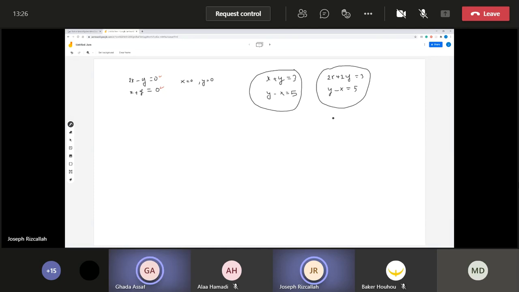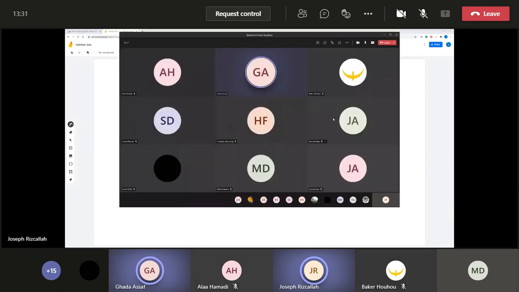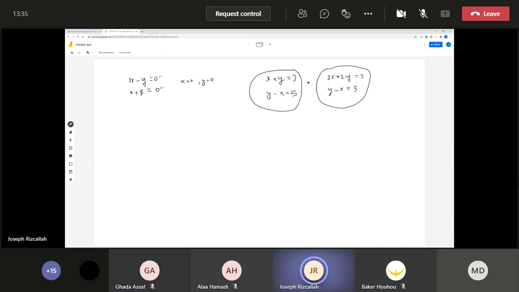But the 3 will be a 6, not a 3. Yeah, it's my mistake. Sorry, I forgot to multiply here by 2. Right. Yeah, this is 6.